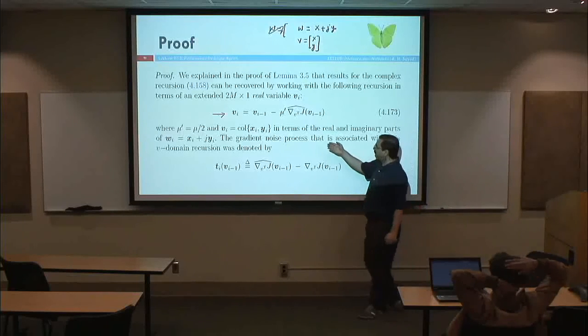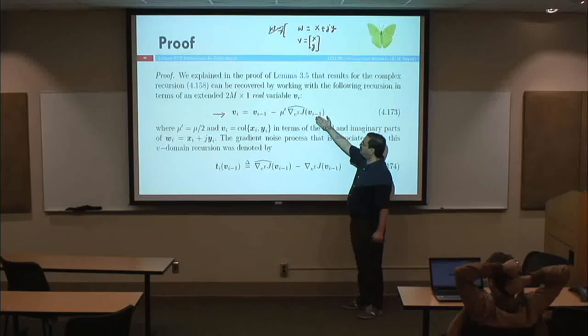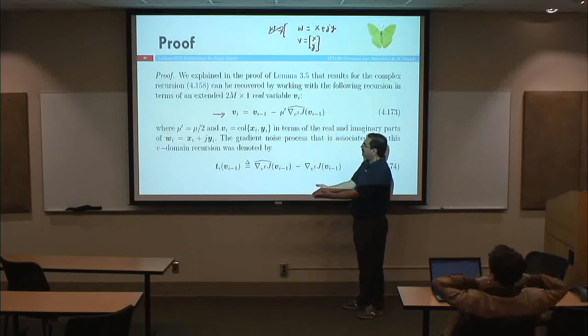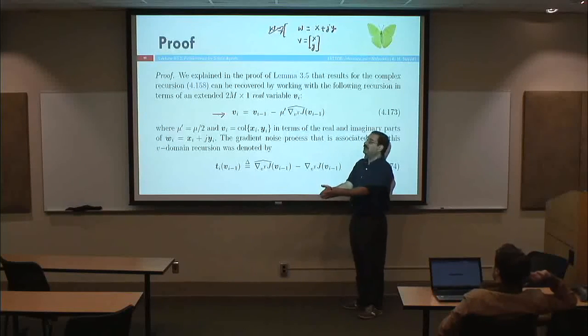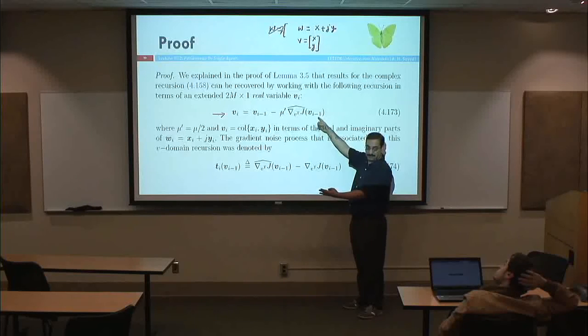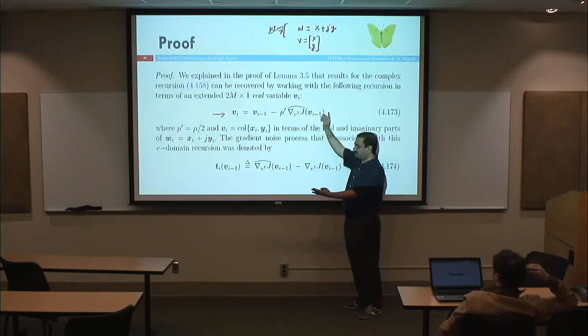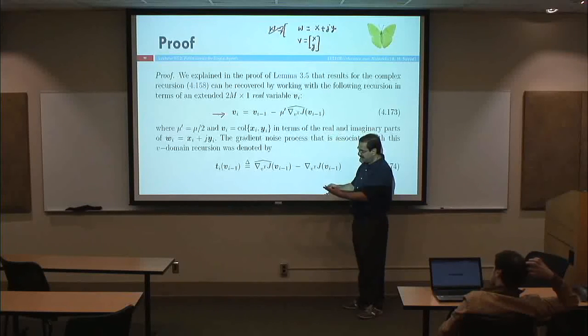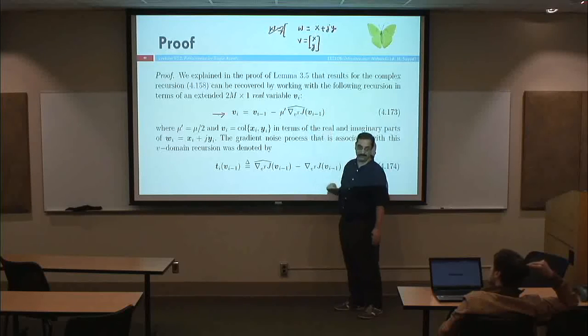Okay. Now, I already know how to write down the performance of this algorithm, right? If you write down an algorithm in the real domain, I know what its performance is. Its performance will be in terms of the trace of H inverse RS, where H is the Hessian of J of V relative to V, and RS is the covariance of the gradient noise in the V domain.